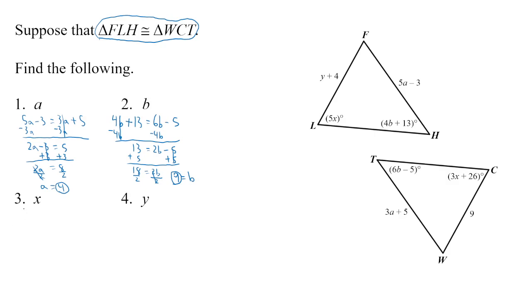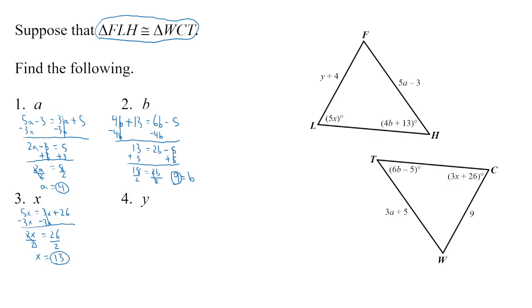Therefore, 5x equals 3x plus 26. Subtract 3x from both sides, and you will get 2x equals 26. We divide both sides by 2, and x equals 13. So the solution is 13.